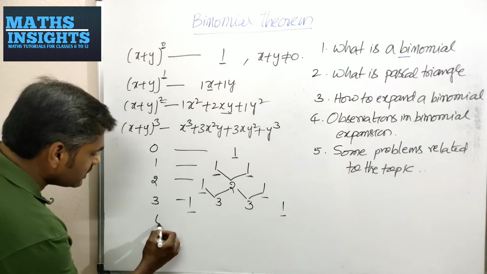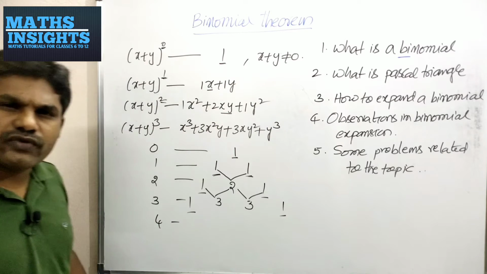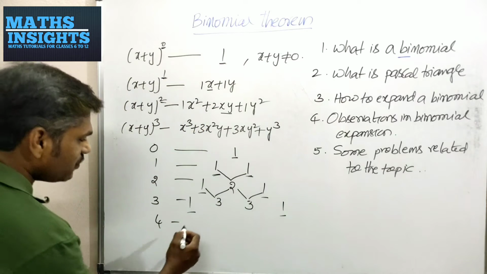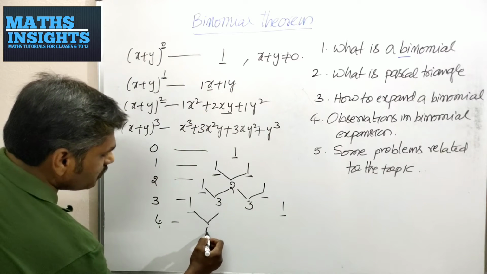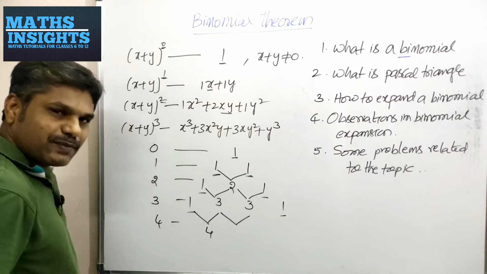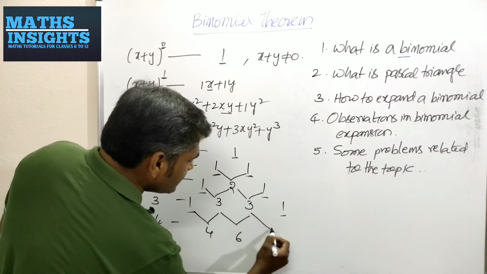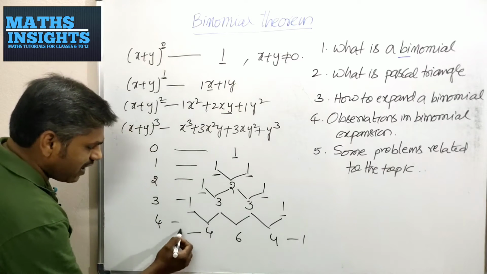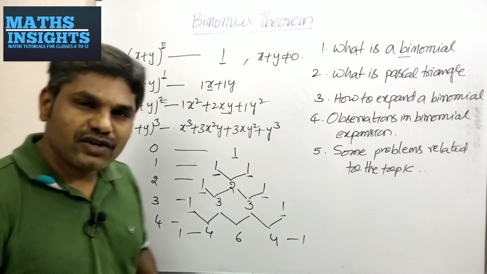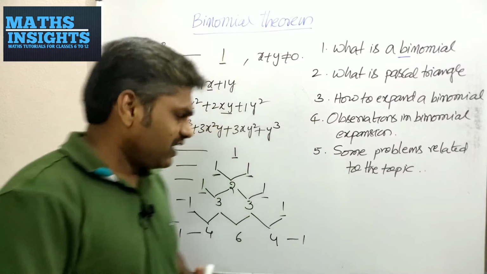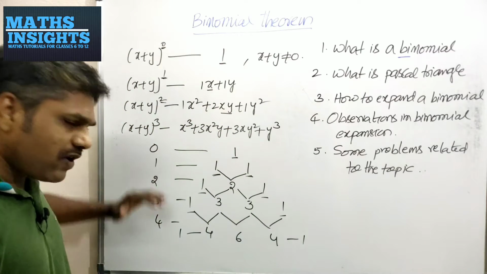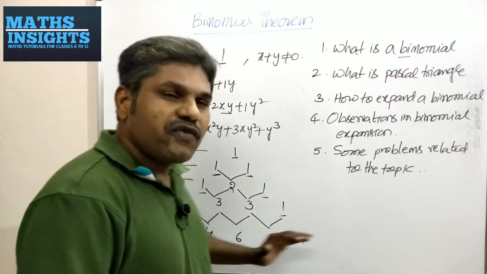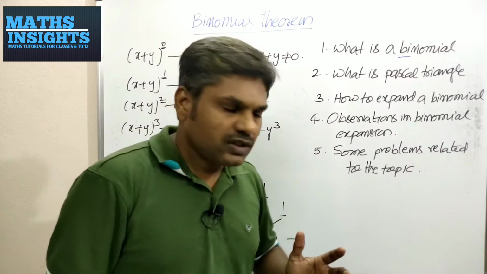Now if you want to get the coefficients of the binomial with index 4, it's very simple. See, this is 1 plus 3, 4, and this is 3 plus 3, 6, and this is 3 plus 1, 4. You know that extremes will have 1 as their coefficient. In this way, whatever the power, whatever the index may be, you can find the coefficients of the terms.